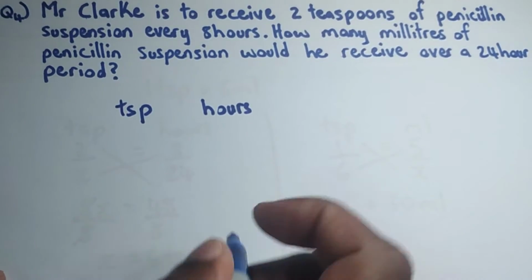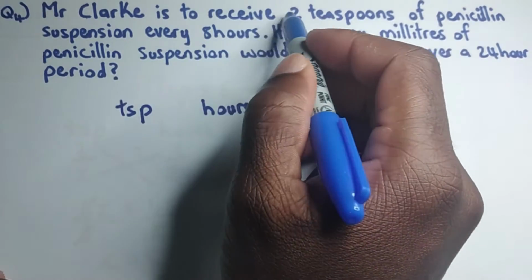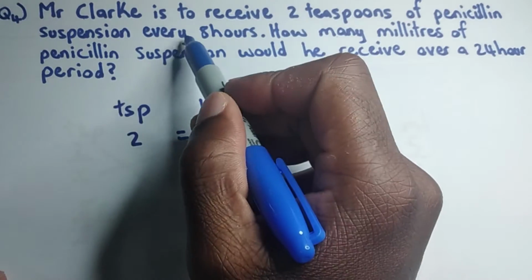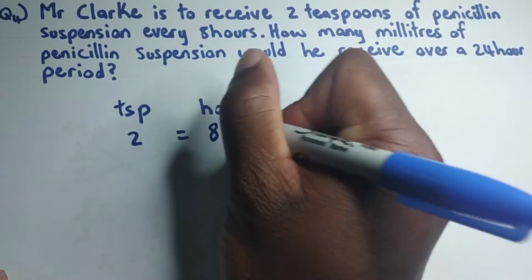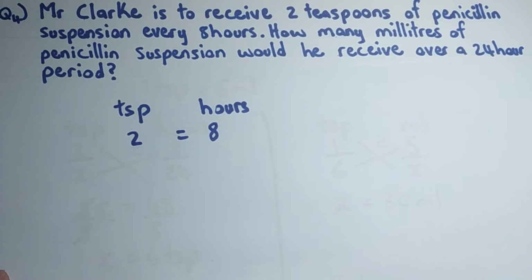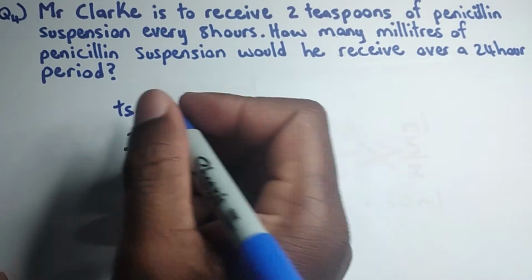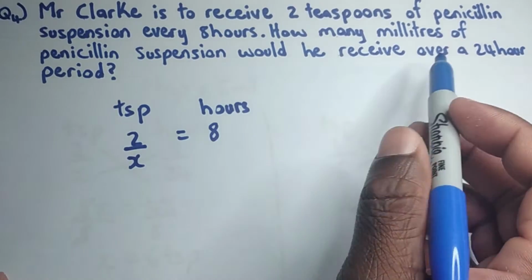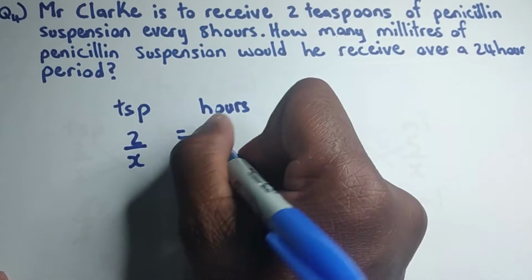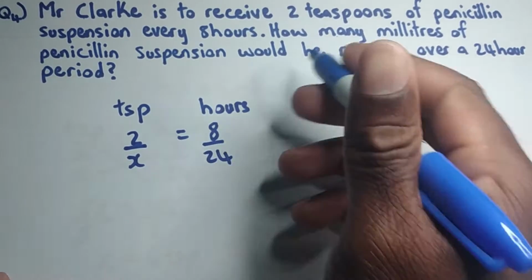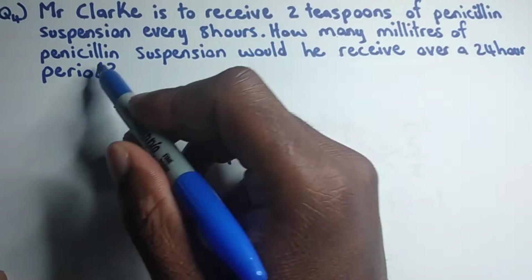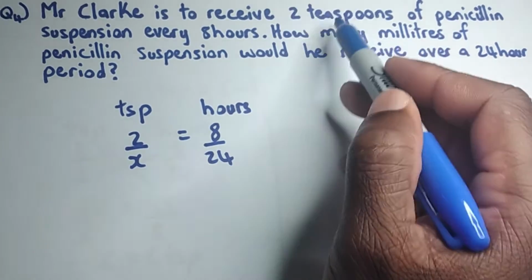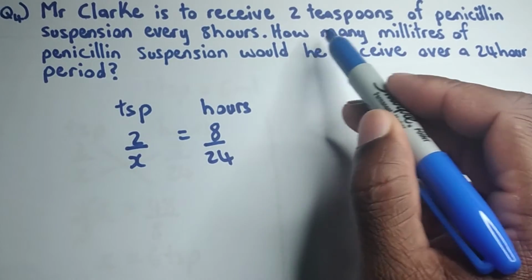All right. So we know that Mr. Clark is to receive 2 teaspoons of penicillin suspension every 8 hours. All right, and we can represent that like that. Now we want to know how many teaspoons, which means we don't know the amount of teaspoons as yet, of penicillin suspension he should receive in the 24-hour period. And a key thing to note, they ask us how many milliliters of penicillin suspension. They are not asking us to give our answer in teaspoons. They want the answer in milliliters.